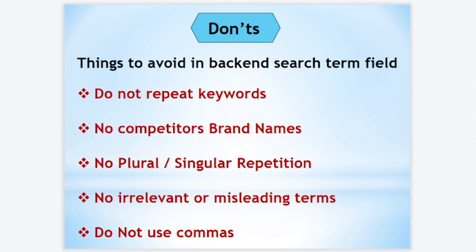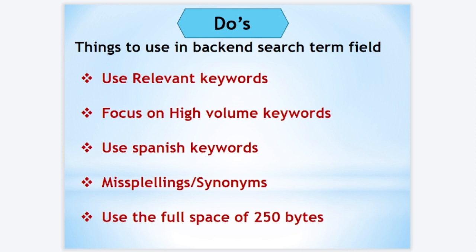Now, what are the things that we should be taking into account while optimizing this backend search term field? First thing, obviously, we should be adding keywords that are relevant to our product, the keywords that define our product and its features. So those keywords should be added here. And on a priority basis, we should be adding keywords that have good, high search volume, because more search volume, more searches, means more chances of visibility. That's what we want here, okay?